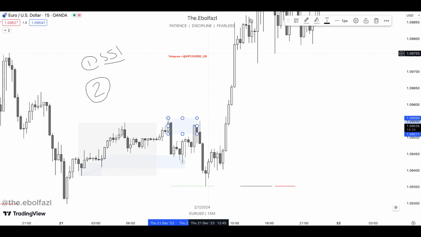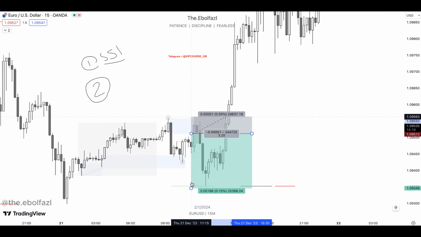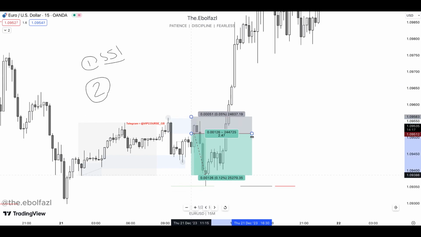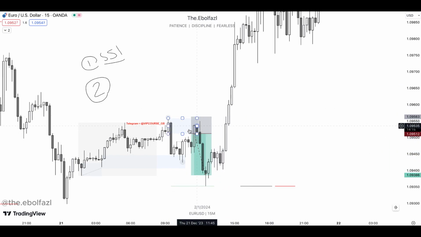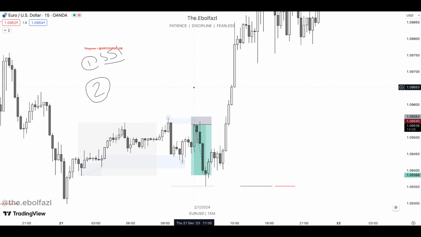So we are going to go sell here, and this is going to be our target. Okay, and with the MPR you can refine your entry to this. I'm trying to tell you guys the concept right now.